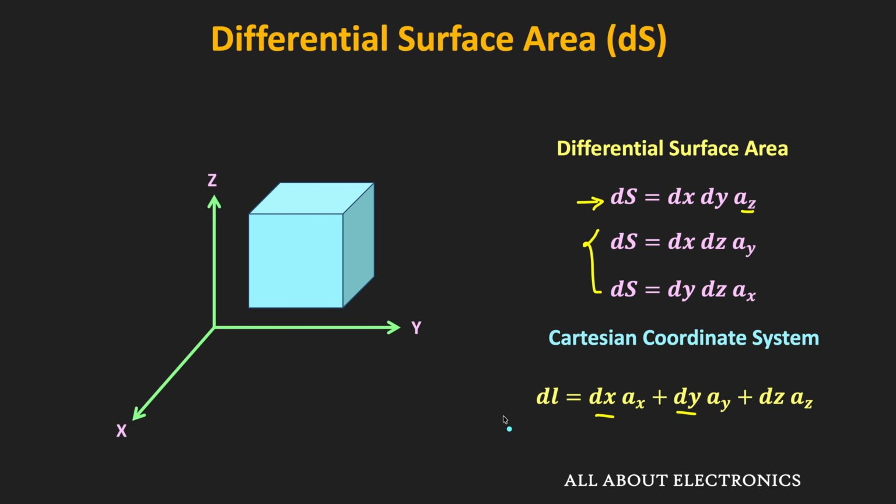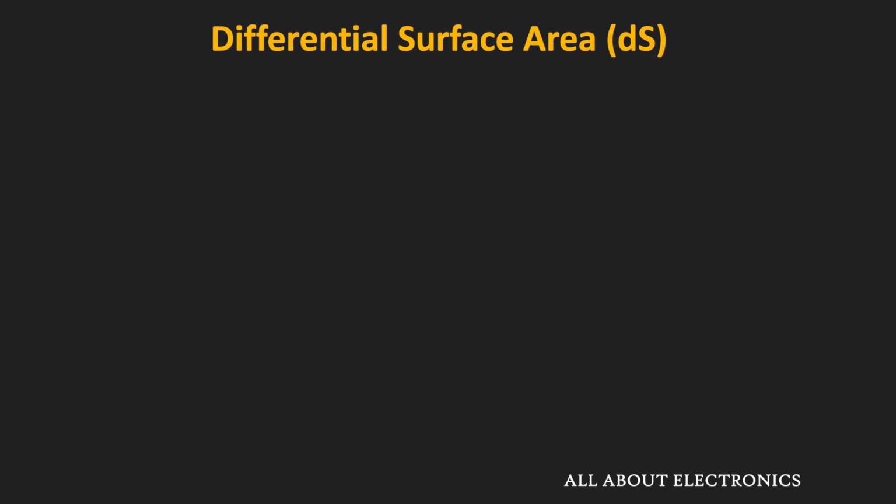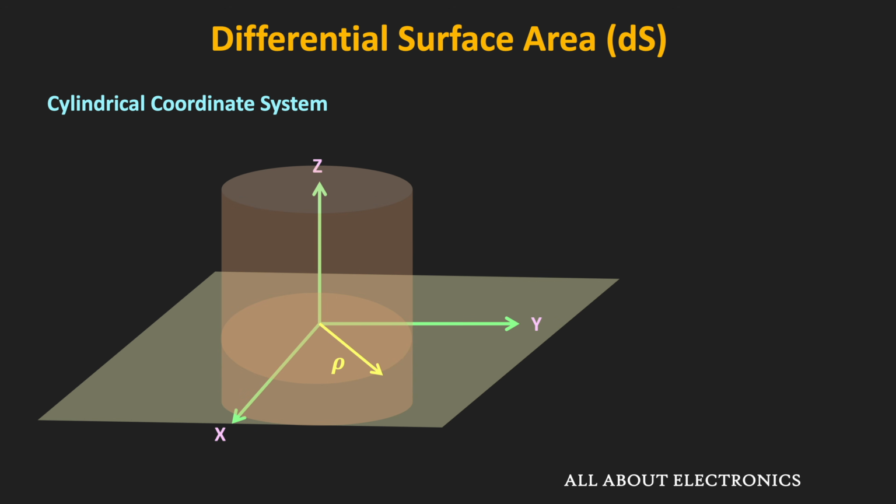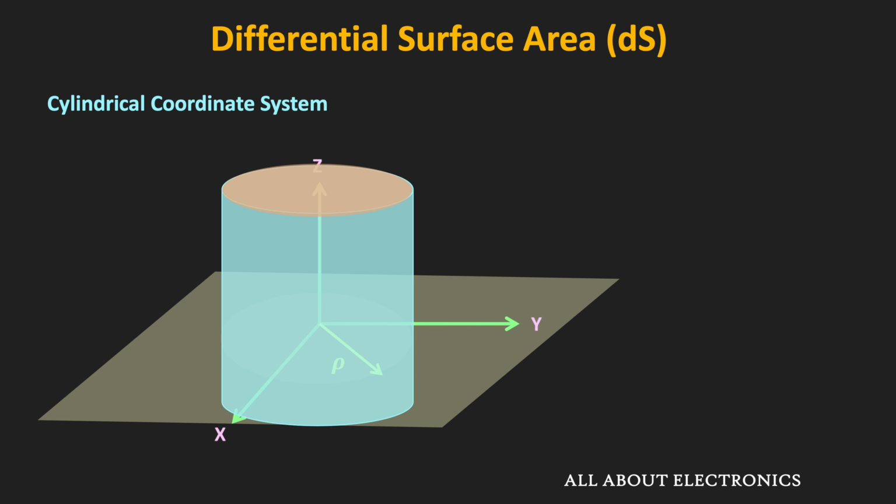That means if we just remember the expression of the differential length, then from that, we can easily find the differential surface area. And later on, we will also see that with the help of it, we can also find the differential volume. So similarly, now let us see the expression of the differential surface area in the cylindrical coordinate system. So as you know, in the cylindrical coordinate system, the three coordinates are the rho, phi and the z. So here, if we keep the rho constant and change the phi and z, then we will get this curved outer surface. So for this surface, the differential surface area can be found by multiplying the differential lengths in the z and the phi direction.